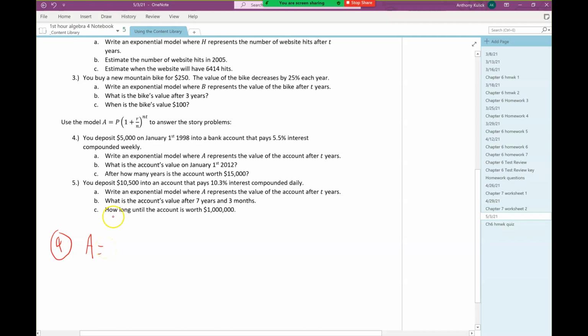So P, I remember, represents the principal or the initial investment, which in this case would be $5,000. R represents the interest rate as a decimal, so that's the 5.5%, which I turn into 0.055 when I divide by 100. N is the number of compounds per year. It says it's compounded weekly, so how many weeks are in a year? 52.